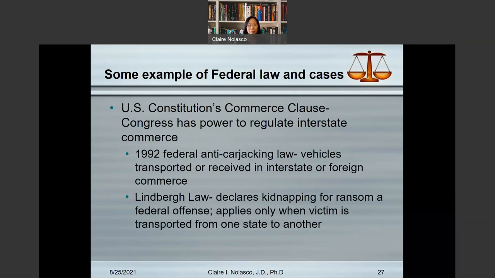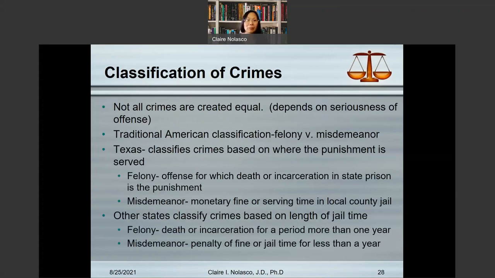An example of crimes enacted pursuant to the U.S. Constitution's Commerce Clause, wherein it has the power to regulate interstate commerce, are the 1992 federal anti-carjacking law, wherein vehicles transported or received in interstate or foreign commerce that are involved in carjacking are subject to the law. Also, the Lindbergh Law declares kidnapping for ransom a federal offense, and it applies only when a victim is transported from one state to another.